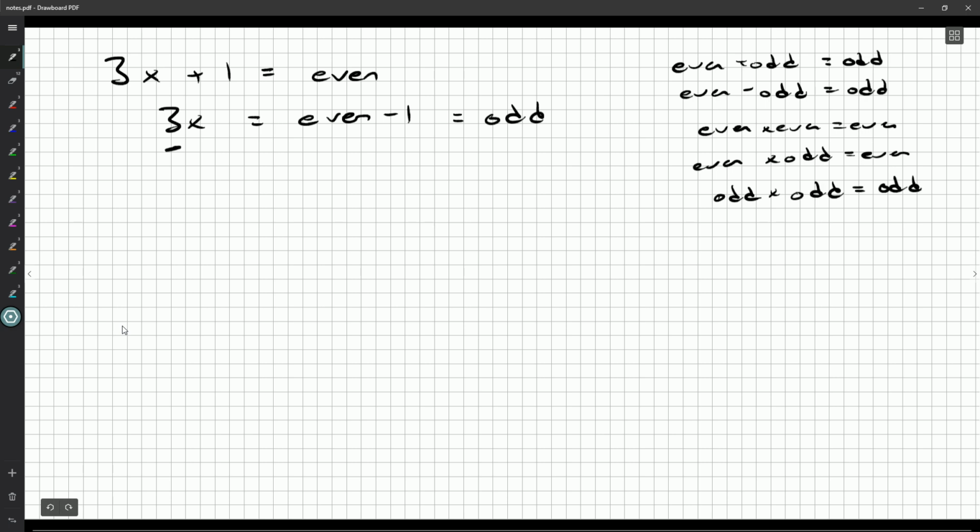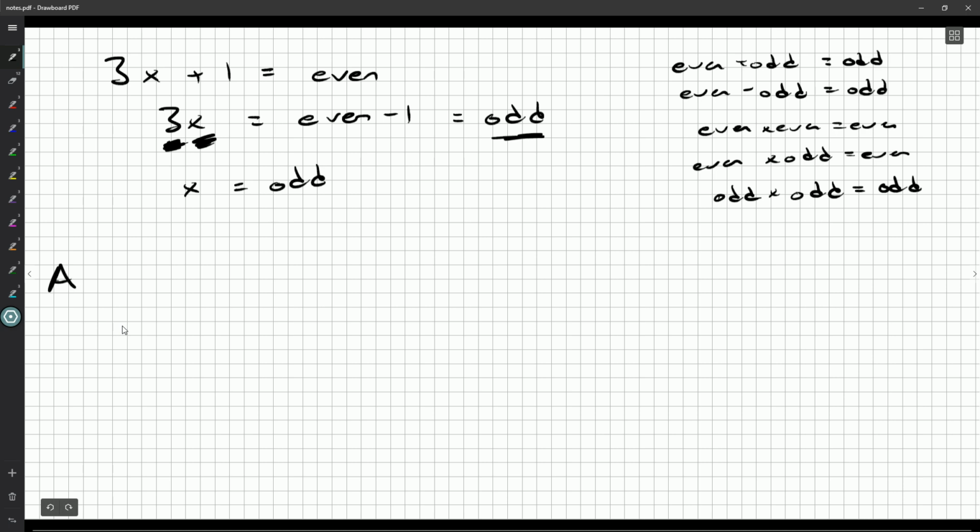Well, I've got 3 as an odd number. I have x. I don't quite know about x, but I know the product is odd, so it must be an odd number times an odd number, and I can see that x is odd. That's why 5 worked a moment ago, but 2 didn't. So, x is odd. Great. Where can we go from here?